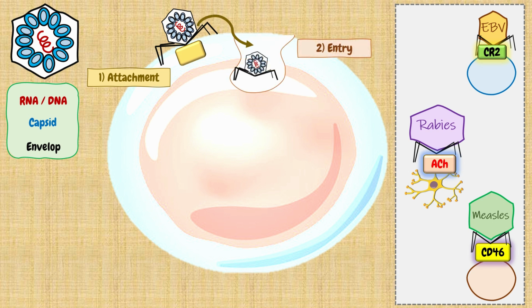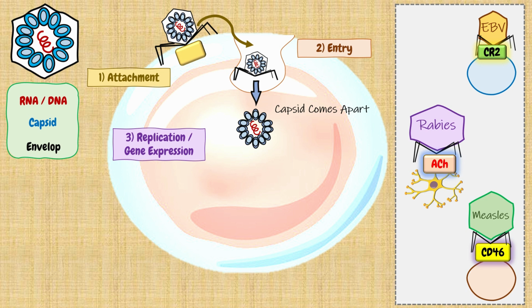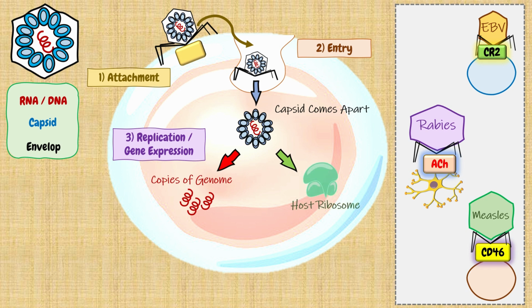Step 2 is that entry of virus in the host cell. When the entry of virus in host cell takes place, capsid comes apart. In step 3, replication and gene expression occurs. Now copies of genome take place. And using host ribosome, viral RNA is produced. As this is the host ribosome, it is used by virus to make viral RNA.